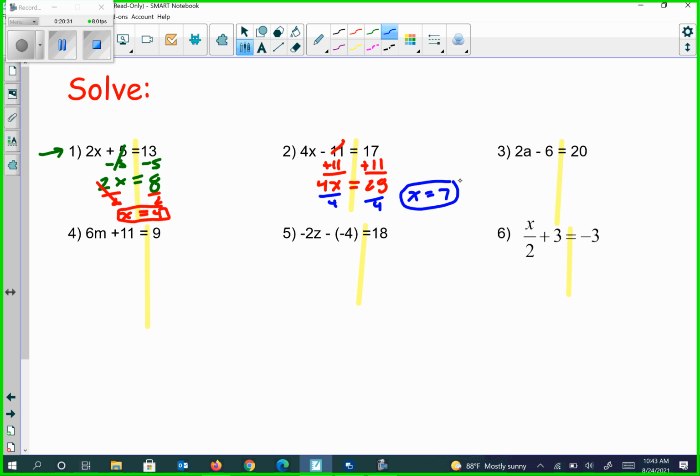Friends, talk to me. What do you think about number 3? What would be a good first step? Go ahead. Add 6 on both sides. I like it. Add 6 on both sides. So I get 2a equals 26. Last step to get a is what? Divide by 2. Those cancel. So a is equal to 26 over 2. 13. Okay.